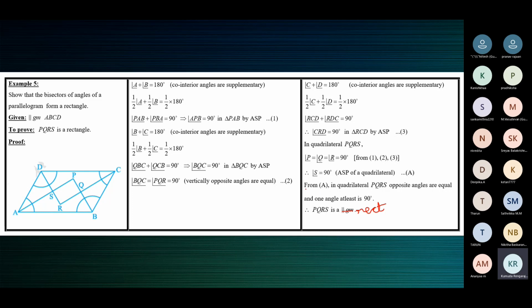So from A, in quadrilateral PQRS, opposite angles are equal. Therefore, it's a parallelogram. And in the parallelogram, one angle is 90 degrees. Therefore, it's a rectangle. PQRS is a rectangle.